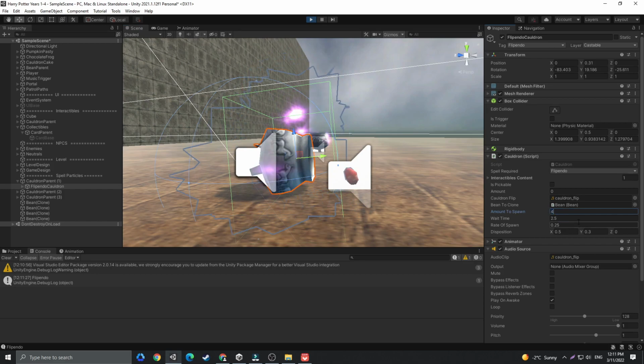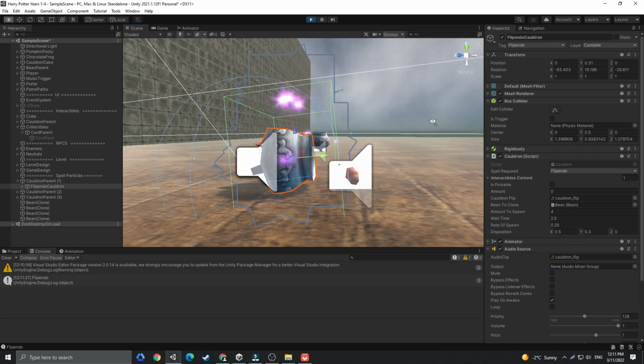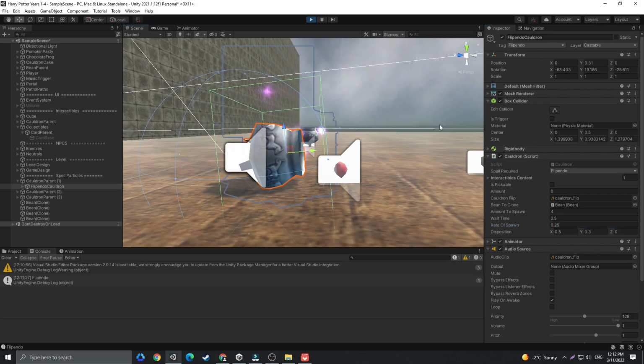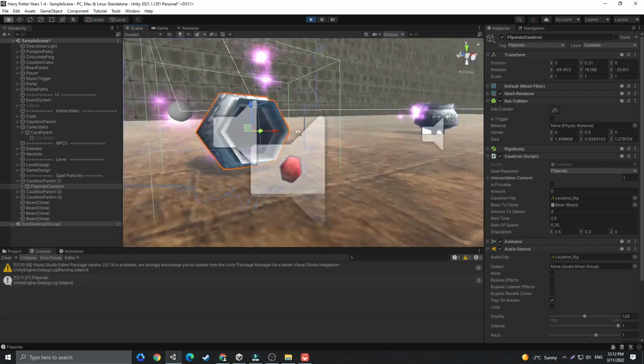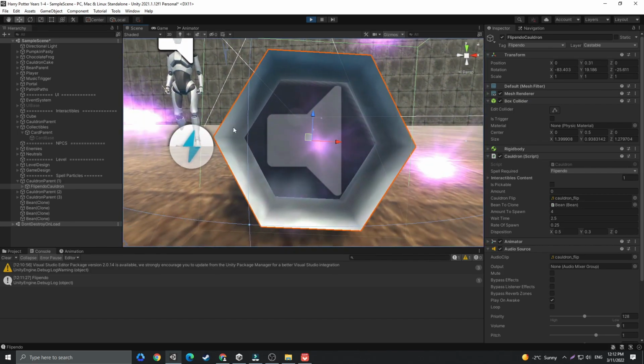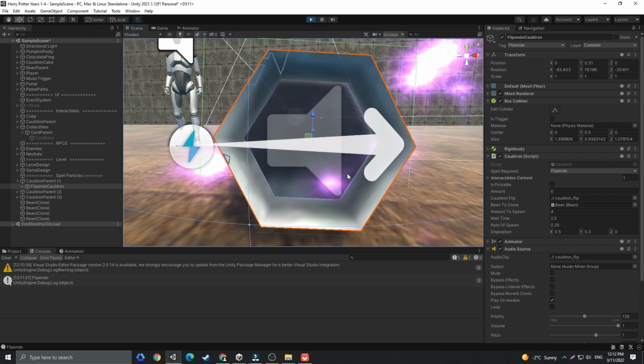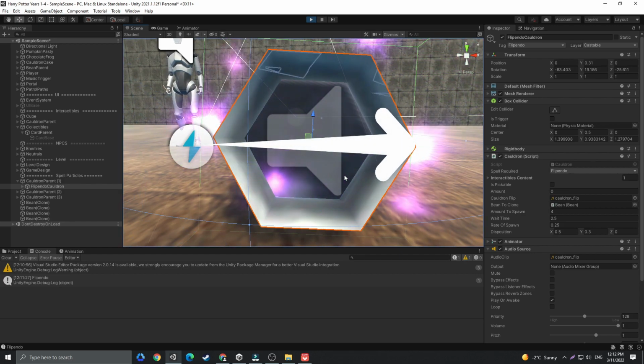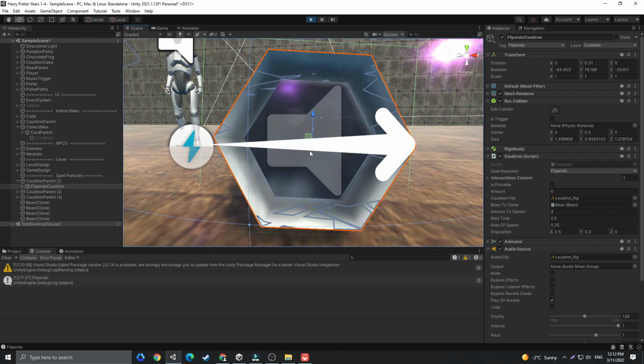There's an amount of beans to spawn, there's a wait time before it spawns the beans, so it just waits for the animation to finish. There's a rate at which the beans are spawned, so one bean each 0.25 seconds, and the disposition should represent the line on which the beans are spawned, since if we look at the cauldron right now, it's this line right here, and the beans are spawned around that line.